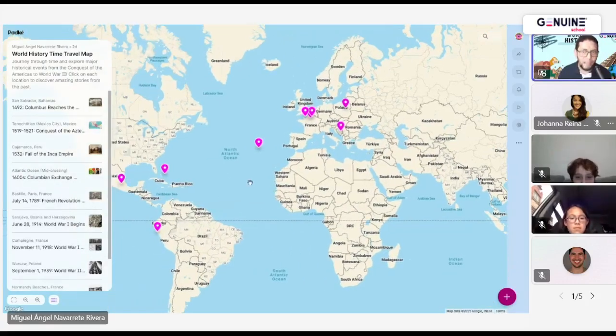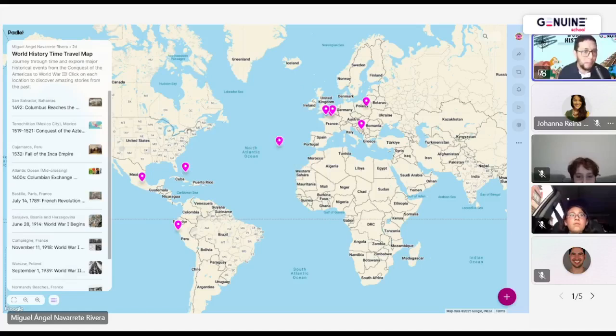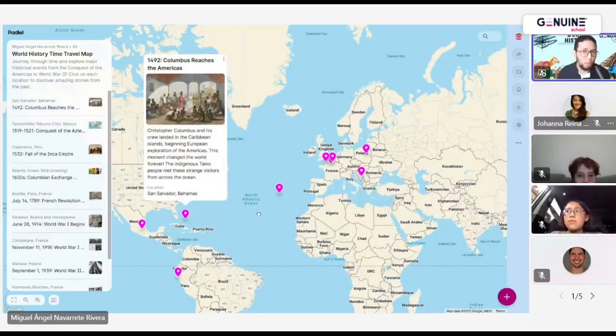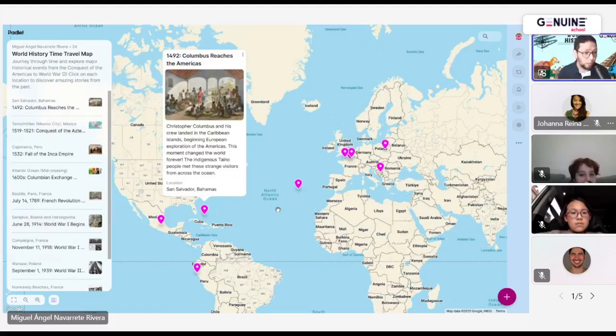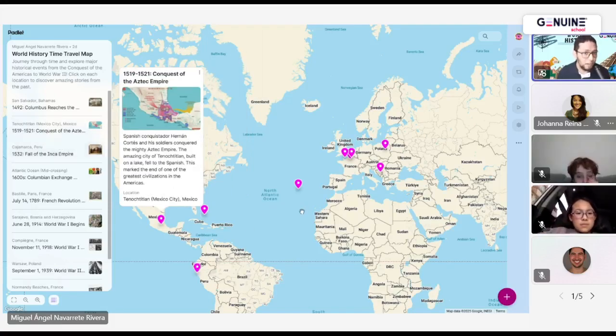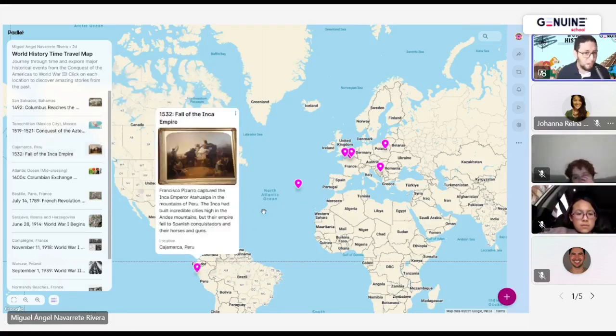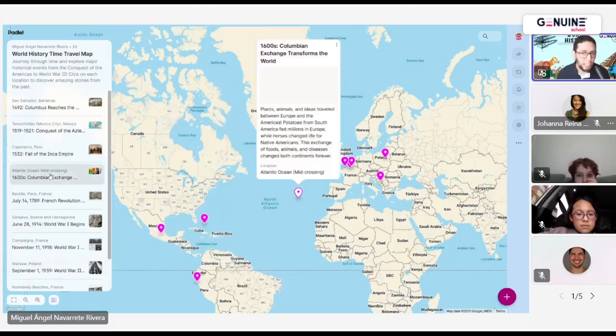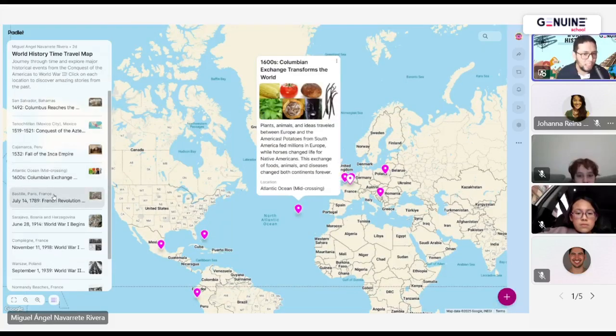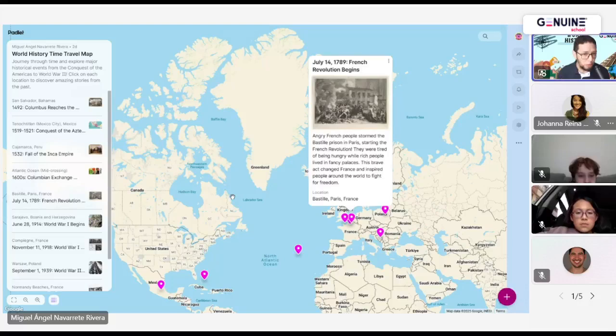We have different points in different parts of the map, and this map tells us about different historical events. For example, we have the Columbus research, when Christopher Columbus was traveling through the ocean to find a new route. We have the conquest of the Aztec Empire, the fall of the Inca Empire, and the Columbian Exchange. We will talk maybe about the Columbian Exchange. We have the French Revolution.